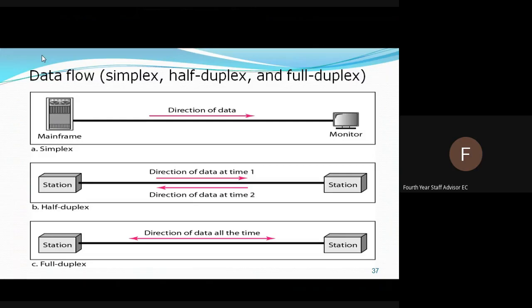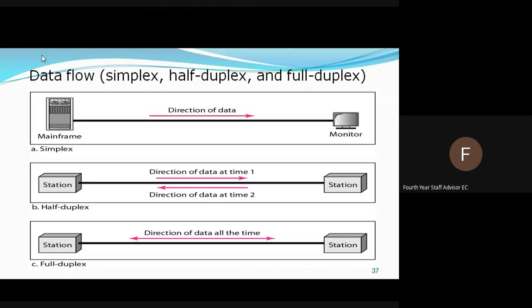So in the morning I told you what a simplex mode of transmission is. Simplex mode of transmission means that if you have two devices, only one of the devices can transmit at a time. The other can only receive. That means the direction of data is unidirectional. It is like one-way traffic. The vehicles are allowed to move only in one direction. The same is the case for the simplex mode of transmission.